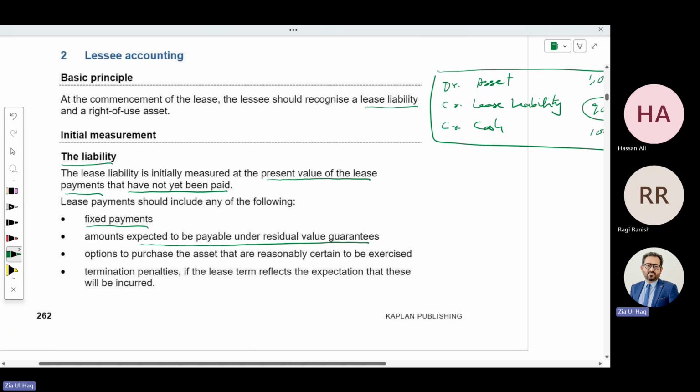So let's see. Option to purchase the asset that is reasonably certain to be exercised. It means either you will purchase the asset after completion of the time period or will not purchase. So that will also be part of the calculation. Termination penalties, if the lease term reflects the expectation that these will be incurred. Like if you terminate the lease agreement, what could be the penalties? If there are any penalties relating to the agreement, that should also be part of the calculation.